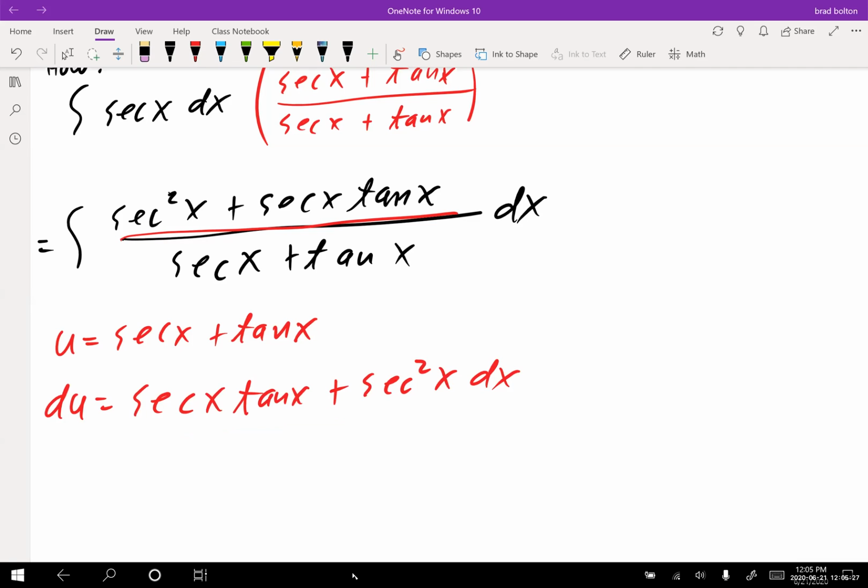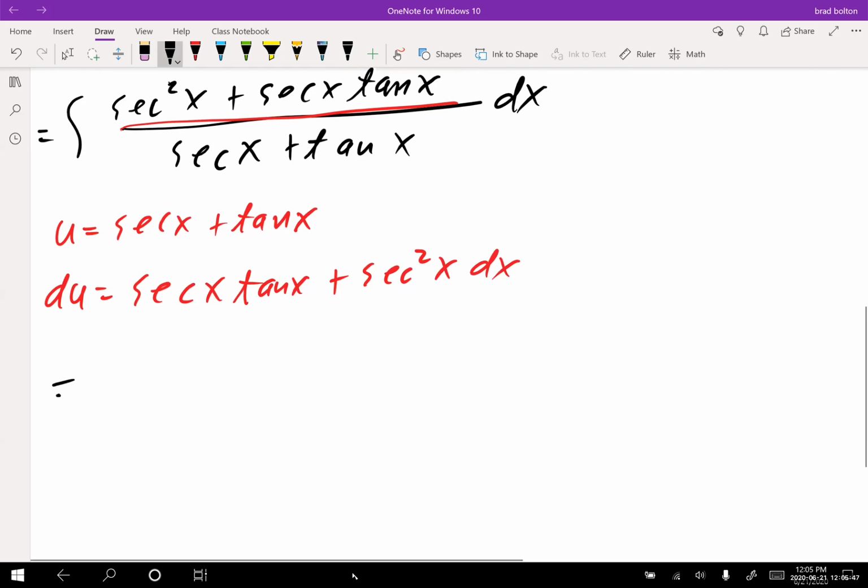So by doing this, by thinking ahead of the game, by thinking, well, if I let u be this, what would du be? The only way you could do this is if you kind of knew all the derivatives and the antiderivatives off the top of your head. You have to know that the derivative of tangent is secant squared. You have to know that the derivative of secant is secant tan, right? Secant x tan x.